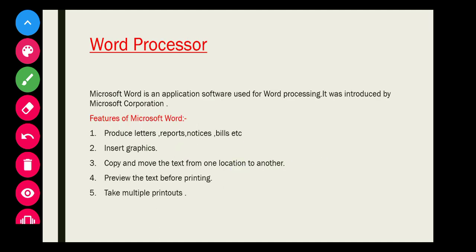Now starting with our first topic, that is a word processor. The best example of word processor is Microsoft Word. And what is Microsoft Word? Microsoft Word is an application software used for word processing. It means Microsoft Word is a word processor that helps you to create documents with a professional outlook.